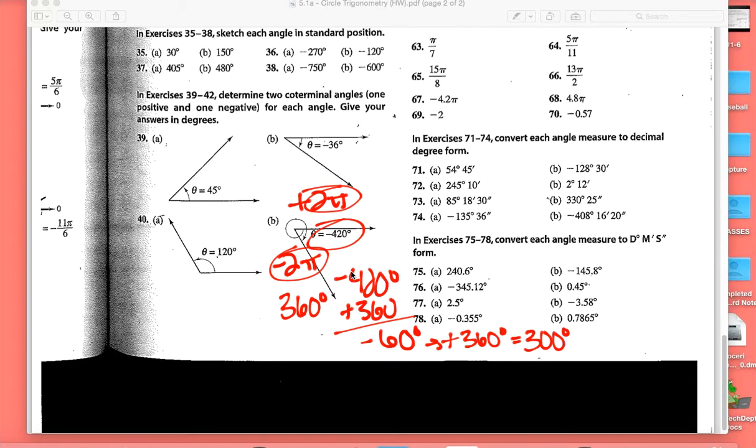So you could either start with your original and just add 360 degrees twice, or you could start with the original, and if you see that 360 is not going to get you to positive, you could add 720 because that's twice around, but that way you'll definitely get to something positive. So either one is okay.